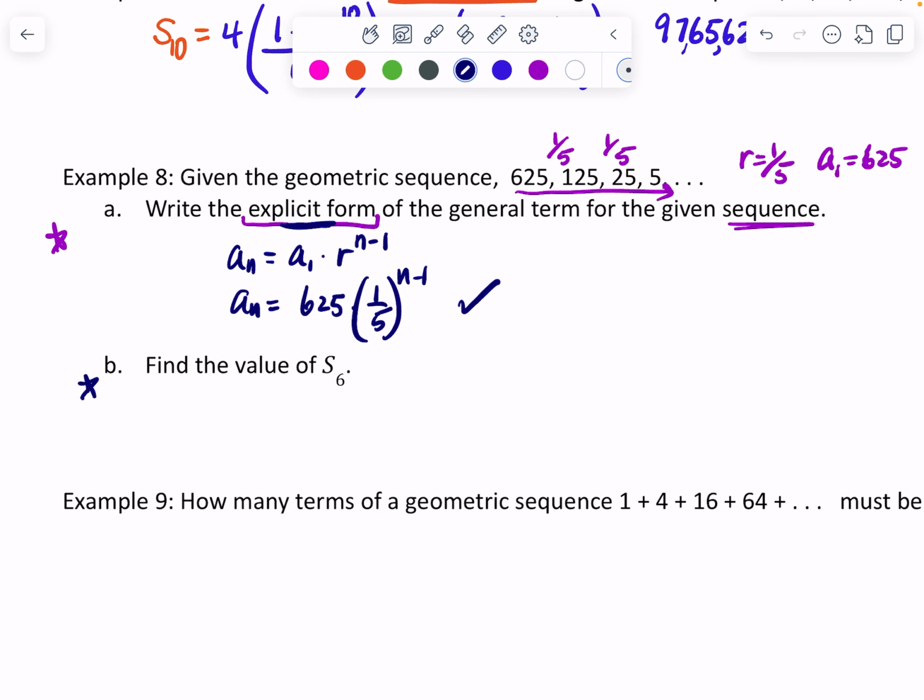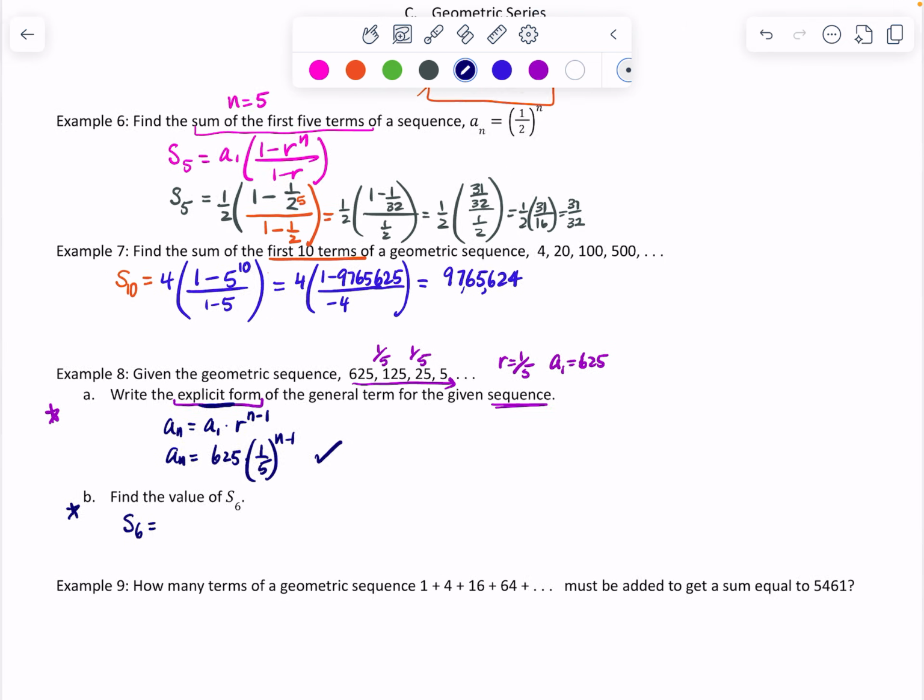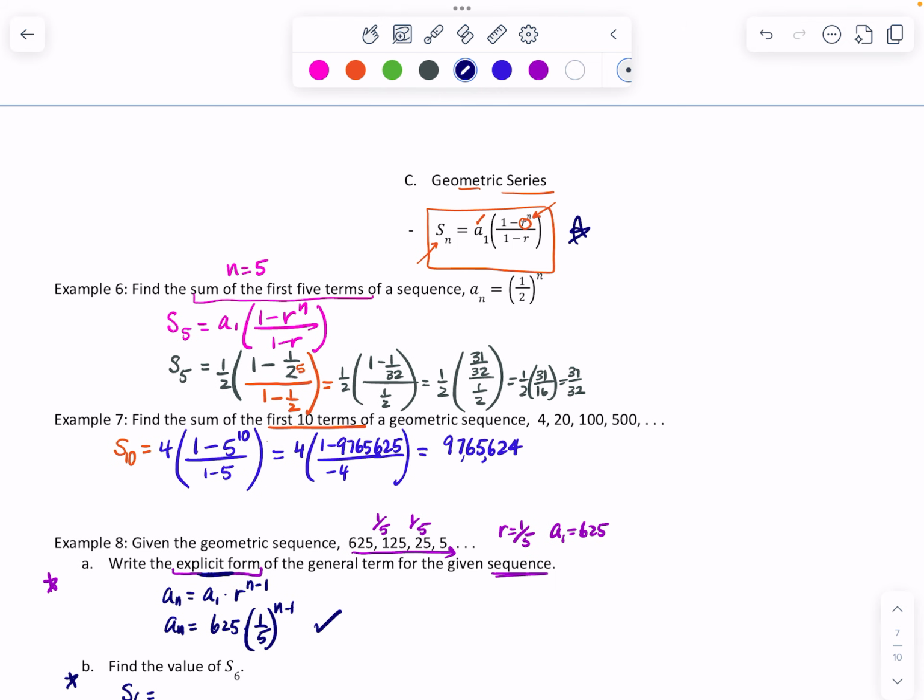Now that we have the formula handy, finding the sum of the first 6 terms, like I said, the formula for the sum is the same one that we've been using.